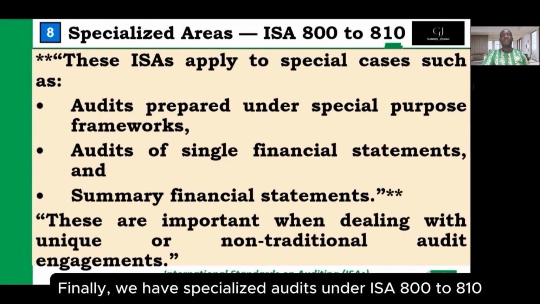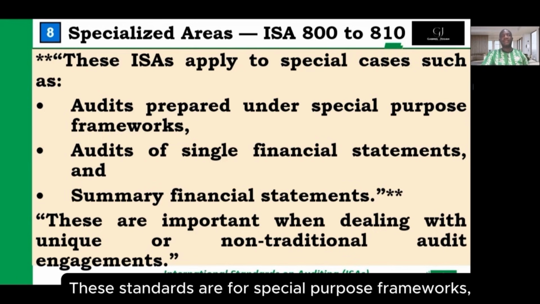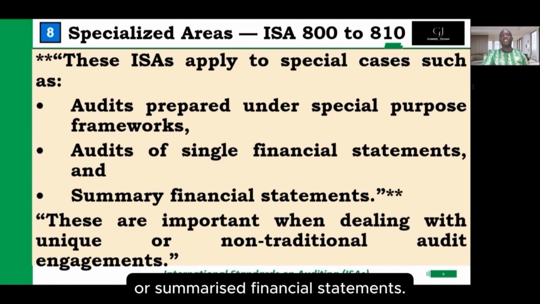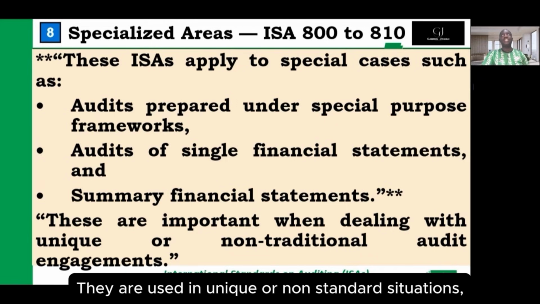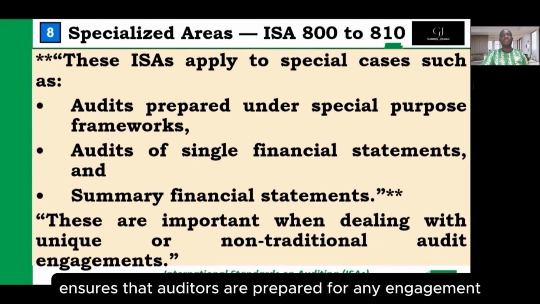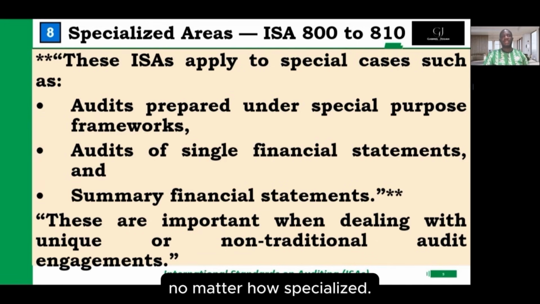Finally, we have specialized audits under ISA 800 to 810. These standards are for special purpose frameworks, audits of specific elements, or summarized financial statements. They are used in unique or non-standard situations where regular audit procedures might not fully apply. Knowing this ensures that auditors are prepared for any engagement, no matter how specialized.